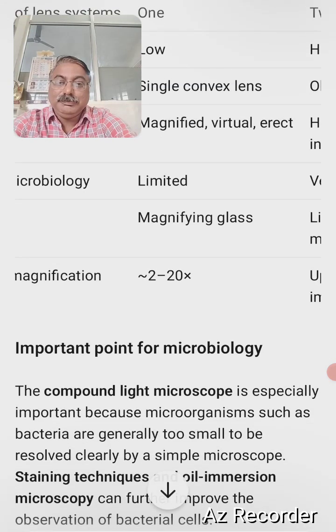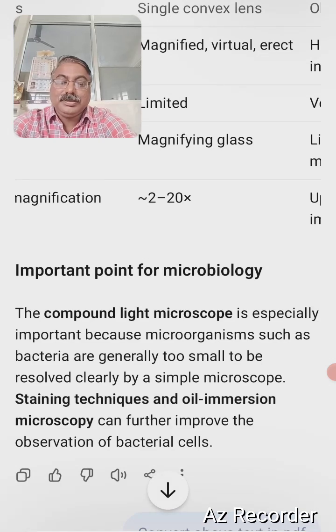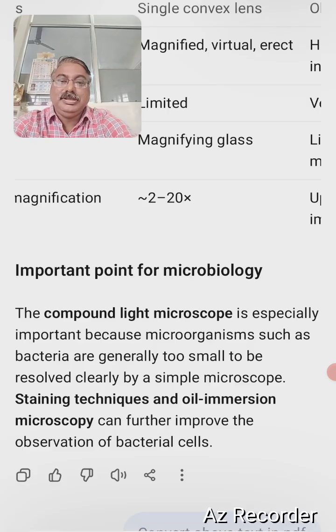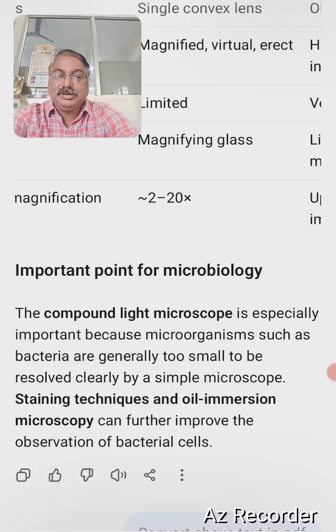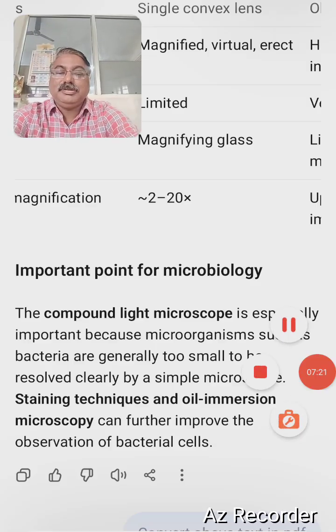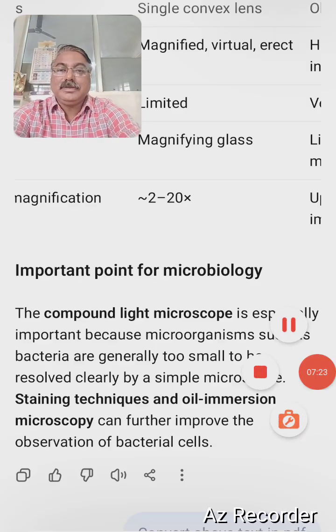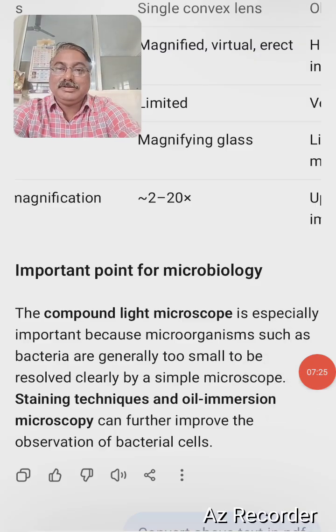So, important points for microbiology. The compound light microscope is especially important because microorganisms such as bacteria are generally too small to be resolved clearly by the simple microscope. Stain techniques and oil immersion microscopy can further improve the observation of bacterial cells. So this is about microscopy and details about simple and compound microscope.